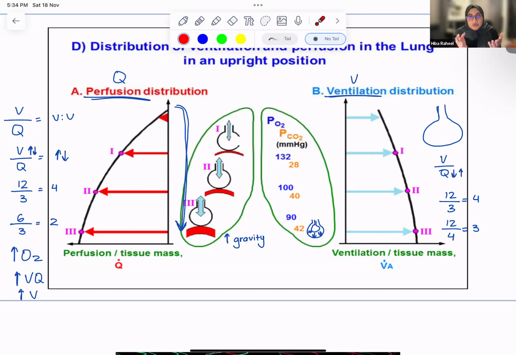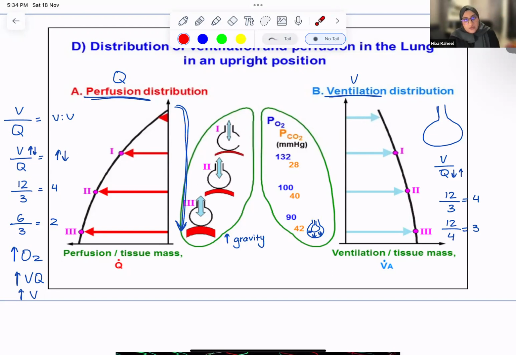But that's not the truth, because both of them are increasing. They're canceling each other out. So the VQ ratio remains low at the base. At the apex, the VQ ratio increases. Why does the VQ ratio increase? Because the perfusion over here increases a lot more than the ventilation does. So at the apex, the VQ ratio decreases.